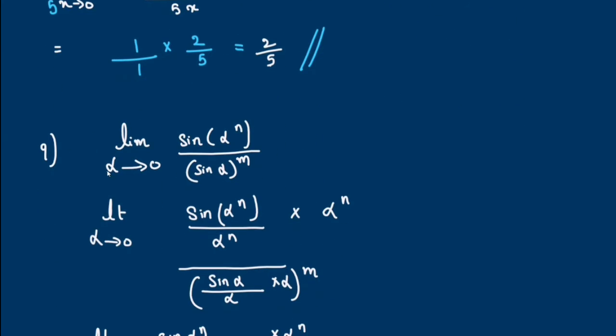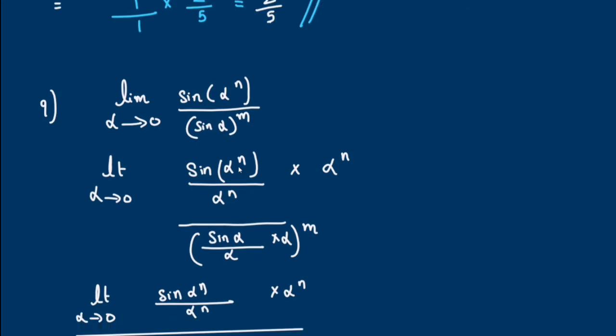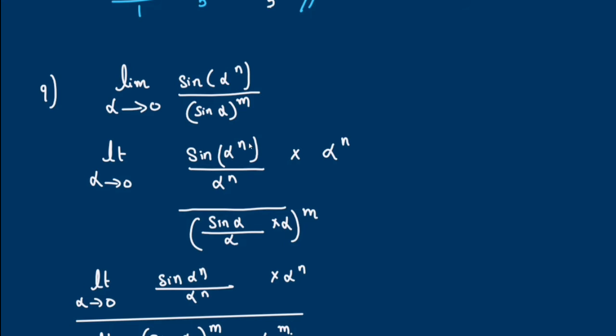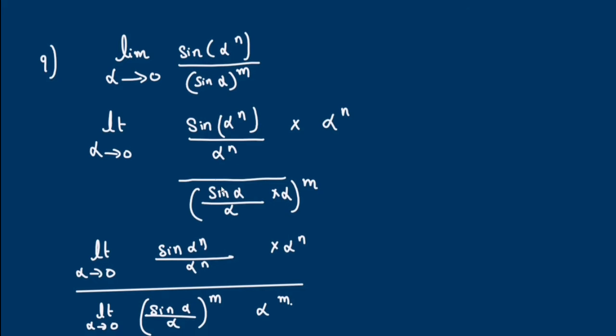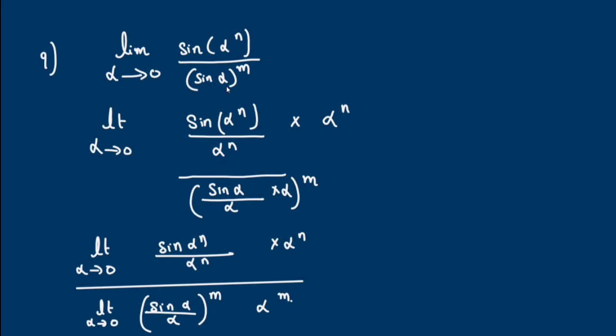Question number 9. Limit alpha tends to 0, sine alpha power n divided by sine alpha the whole power m. So the numerator, you should have alpha n in the denominator. Only then we can apply that limit formula, sine theta by theta. So to bring that alpha n, you divide by alpha n, multiply also by alpha n. The same way, the denominator sine alpha, you should have alpha in the denominator also. So divide by alpha, multiply by alpha, the whole power m. The power is outside the bracket. Here the power n is inside.